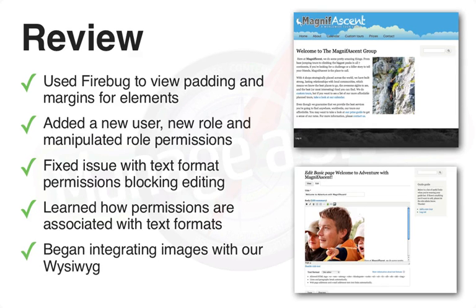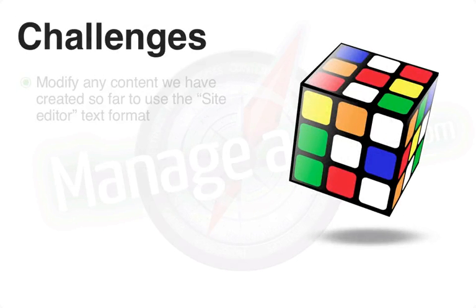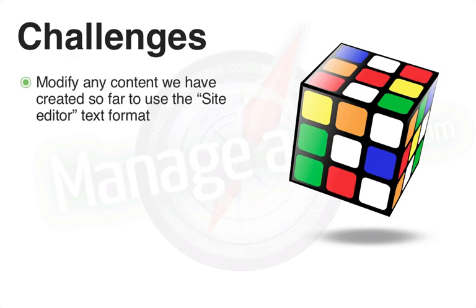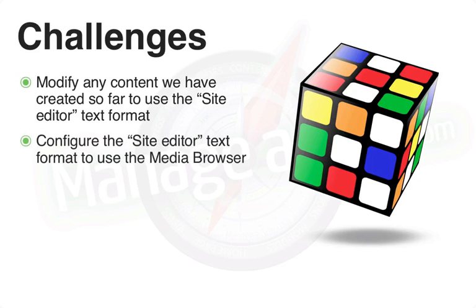And finally, we began the process of integrating images with our WYSIWYG, starting by using the media browser with the media module. If you're looking for a challenge, here's a few things that you can do. First of all, take any content that we've created already and modify it so that it uses the site editor text format. Remember that if there is no content in the body, the text format isn't associated with it.